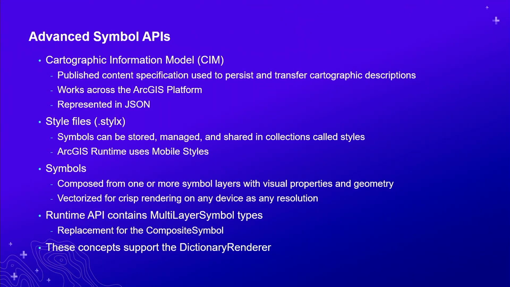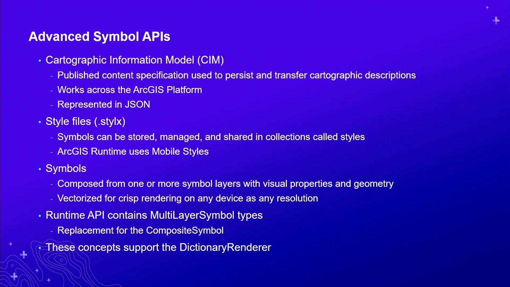So what do we mean when we talk about advanced symbology? Well, really it's just the symbology model for ArcGIS, but it's more advanced than, say, picture marker symbols that you might be using today with the API. And all of this symbology is based on the cartographic information model, also known as CIM. So this is a public published specification for content, cartographic content, that is used to persist, so save and transfer these cartographic descriptions. We talk about cartographic descriptions because it refers to maps, to layers, and to symbols.